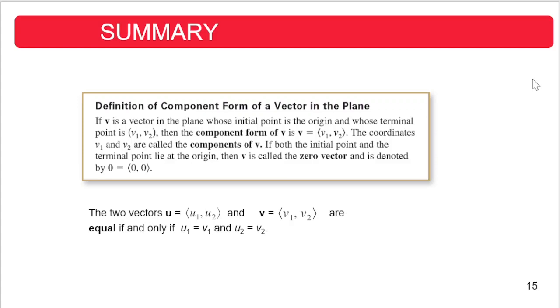So in summary, if B is a vector in the plane with initial point at the origin and terminal point at B, then the component form of vector B is denoted by this notation b1, b2, where b1, b2 are called the components of vector B. If both the initial point and the terminal point lie at the origin, then vector B is called the zero vector, and this is denoted by this notation. Also, the two vectors u and b are said to be equal if and only if their corresponding components are equal. That is, u1 equals b1 and u2 equals b sub 2.